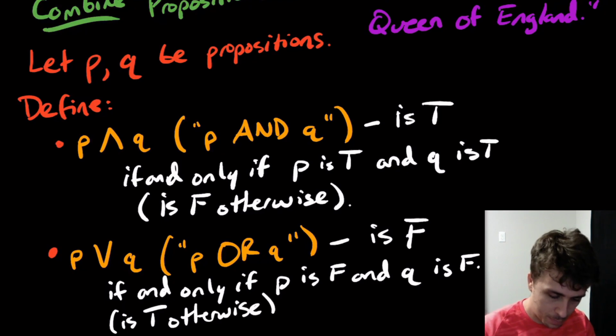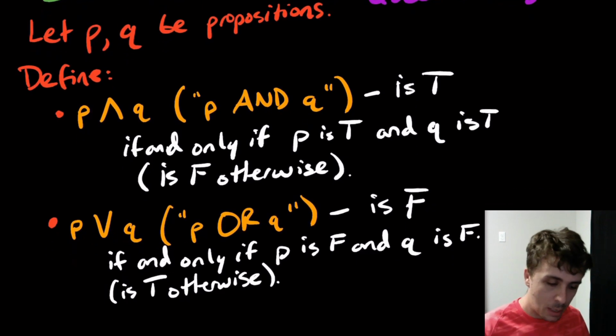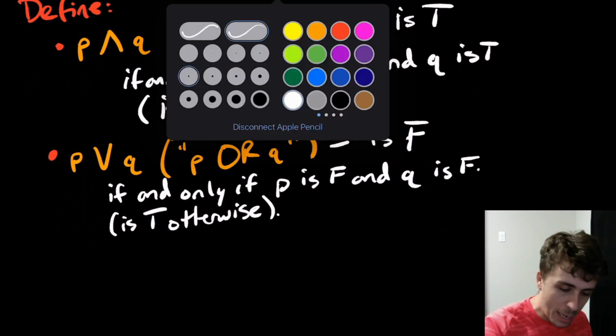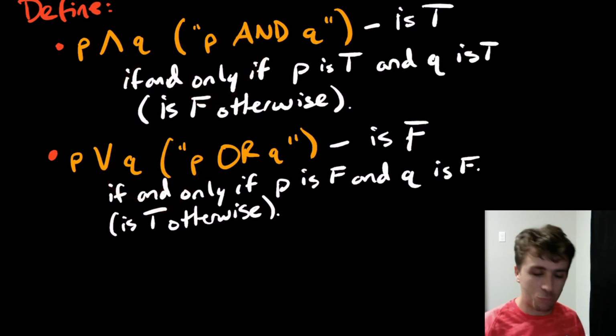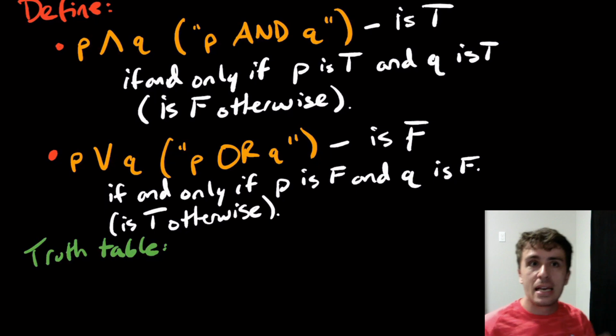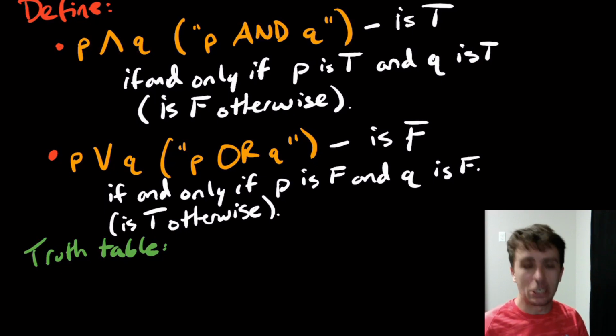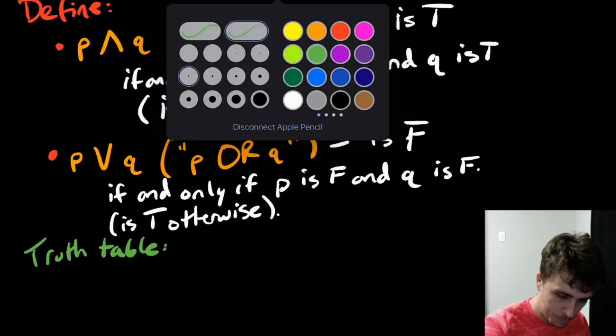Okay, so those are some basic operations that we will consider. The more popular way to actually write this is with something called a truth table. It gives you an outline of what the result will be of the expression that you're considering. So let's just take P and Q as an example.